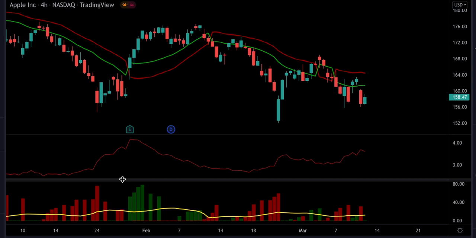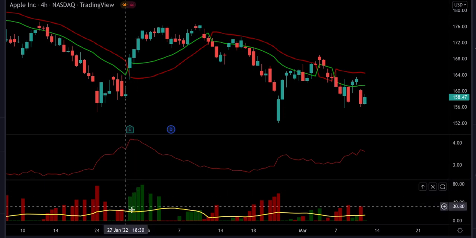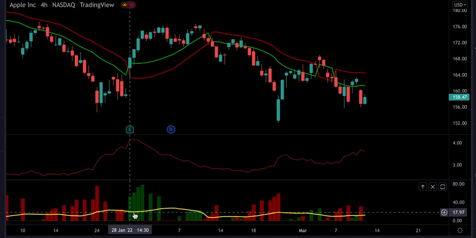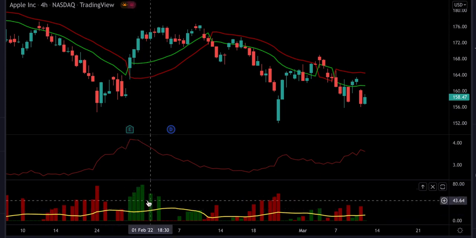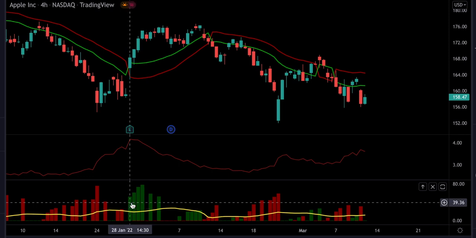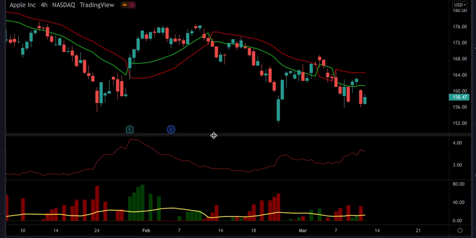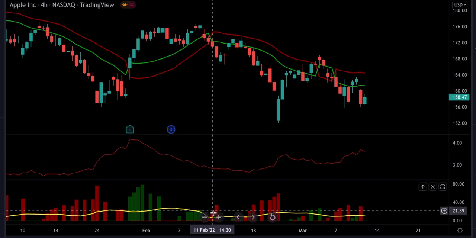The second rule to enter the trade is that we need to have sufficient volume in the market. Whenever we see this histogram above this yellow line, this indicates that we have sufficient volume in the market. Also, if we enter a long trade, we need to have our histogram colored in green, and the same rule applies for entering short trades, so this histogram has to be colored in red.